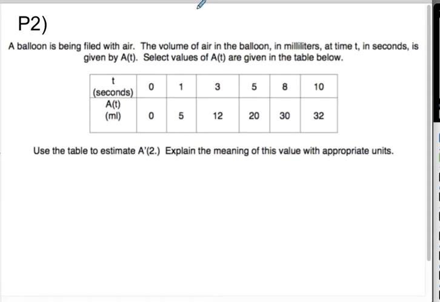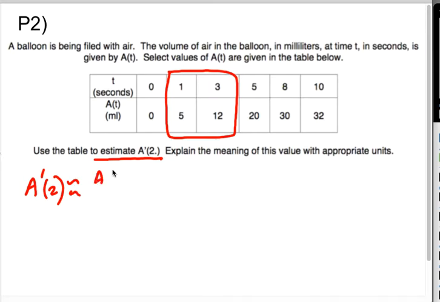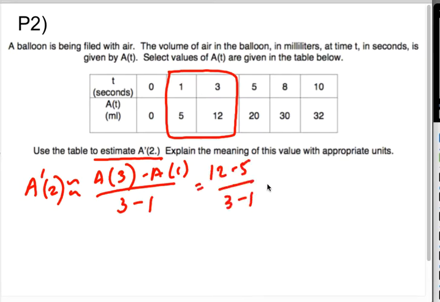Use the table to approximate A prime of 2 and explain the meaning using appropriate units. So again, we're looking for estimating A prime of 2, which means we're not actually finding the derivative of 2, we're finding the approximate value, which would be old-school slope. I use the 2 points that would surround t equals 2. So my A prime of 2 should be approximately A of 3 minus A of 1 over 3 minus 1, right? So that's going to be 12 minus 5 all over 3 minus 1, which should give me 7/2.